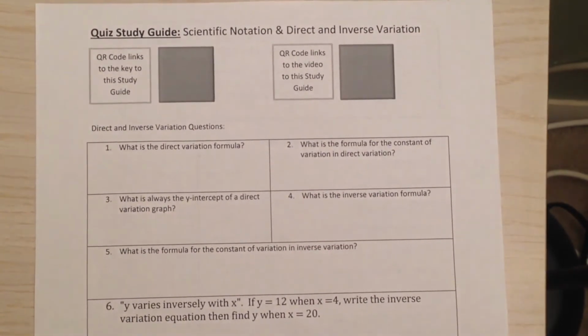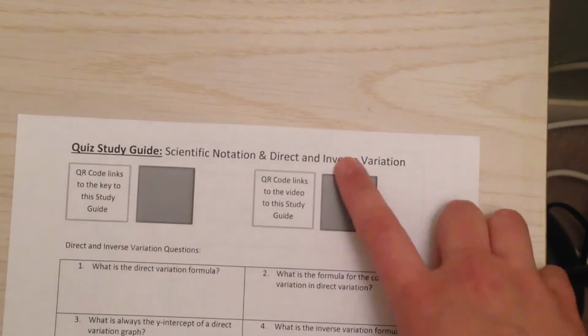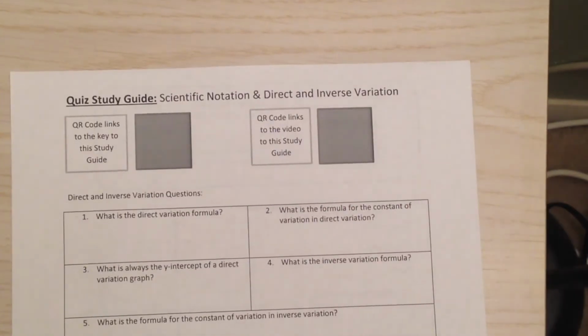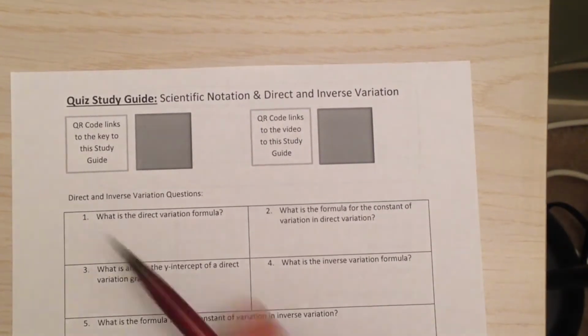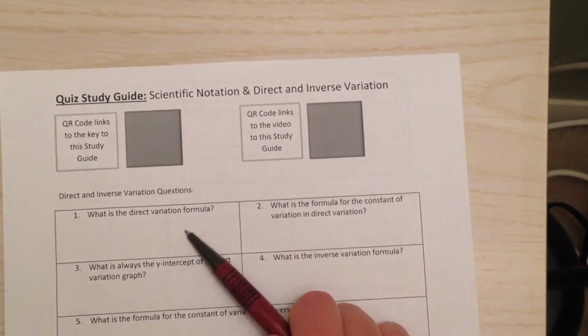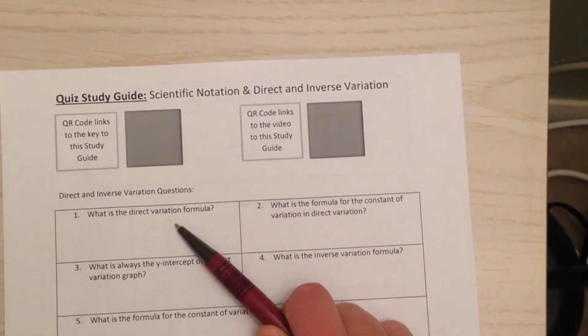Alright, so this is your study guide on scientific notation and direct and inverse variations. Our first question on here is about direct and inverse variation equations. This one says, what is the direct variation formula?